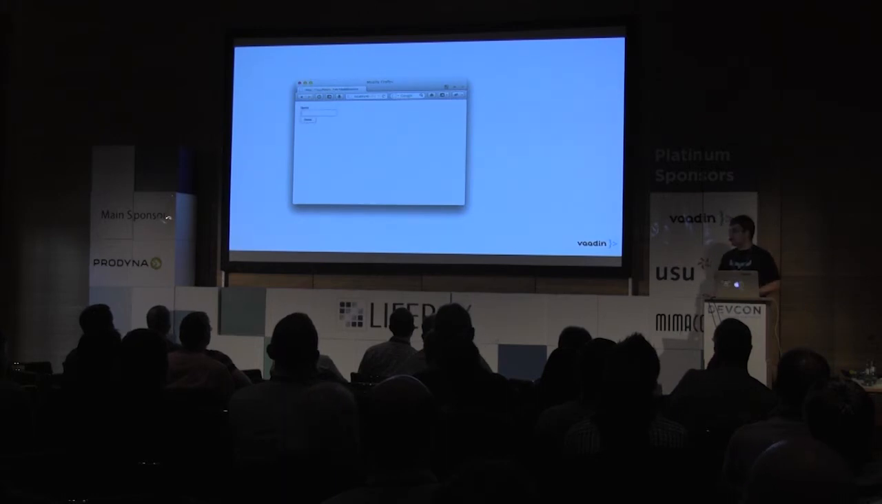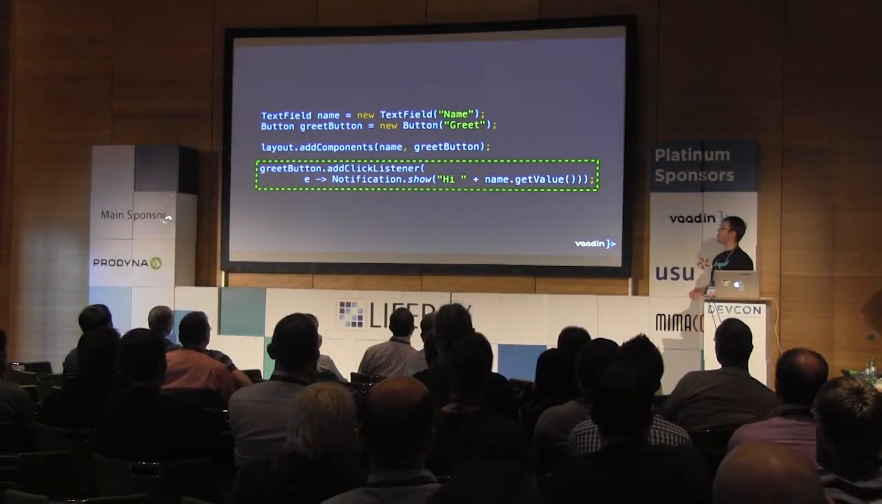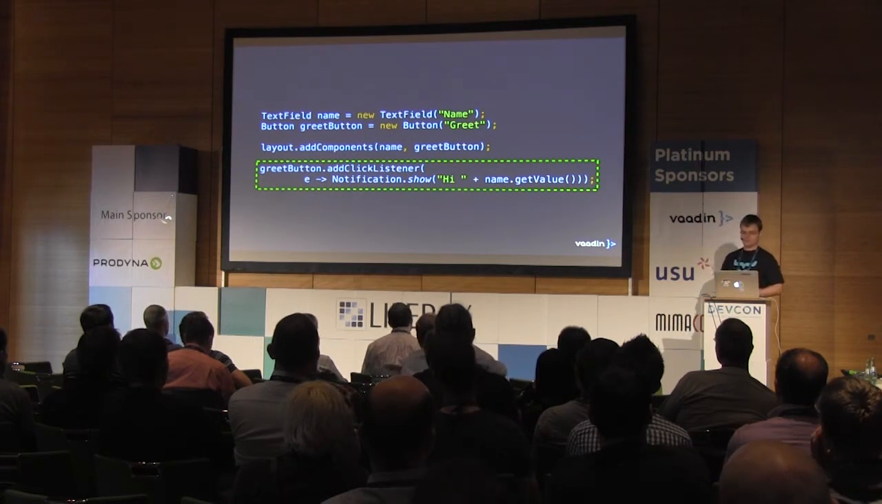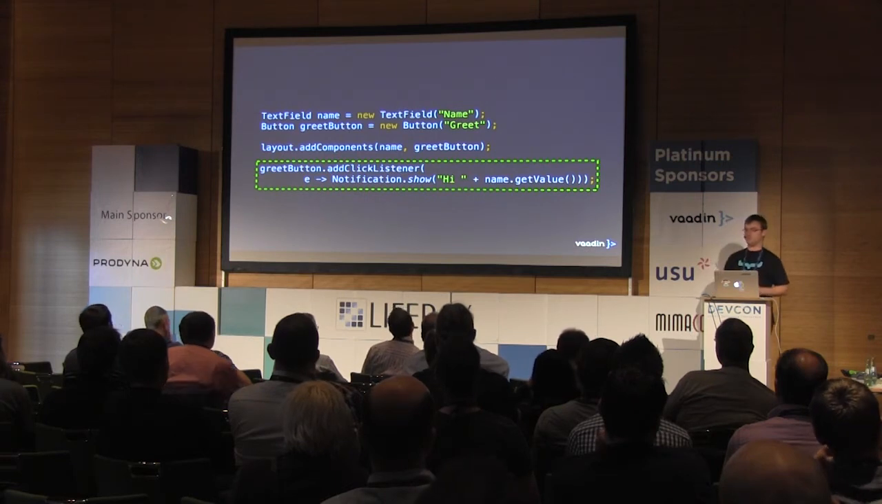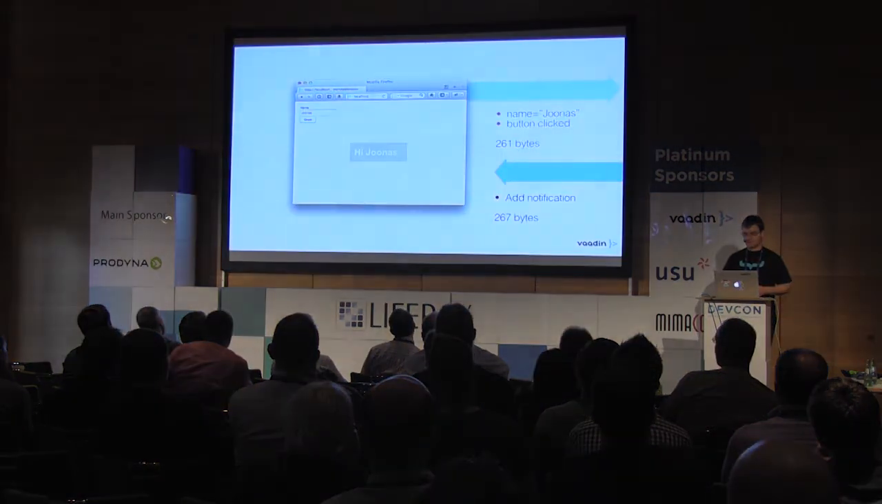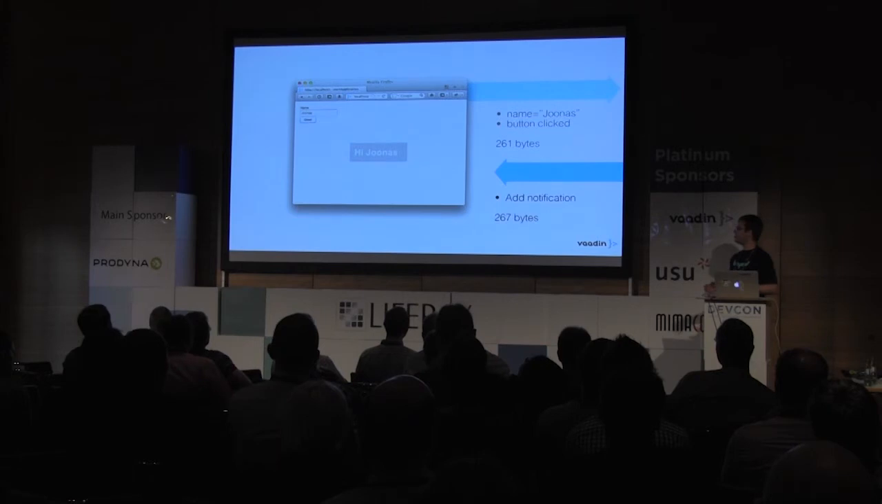Then let's say that the user types something into the text field, then clicks on the button. We get a message sent from the browser to the server side. This message is interpreted by the framework, and it causes the listener on the button to be invoked. The listener says, show a notification with the name that was put into the input field. So that's what it does. It sends a response that says to the client side, display a notification with the following content.